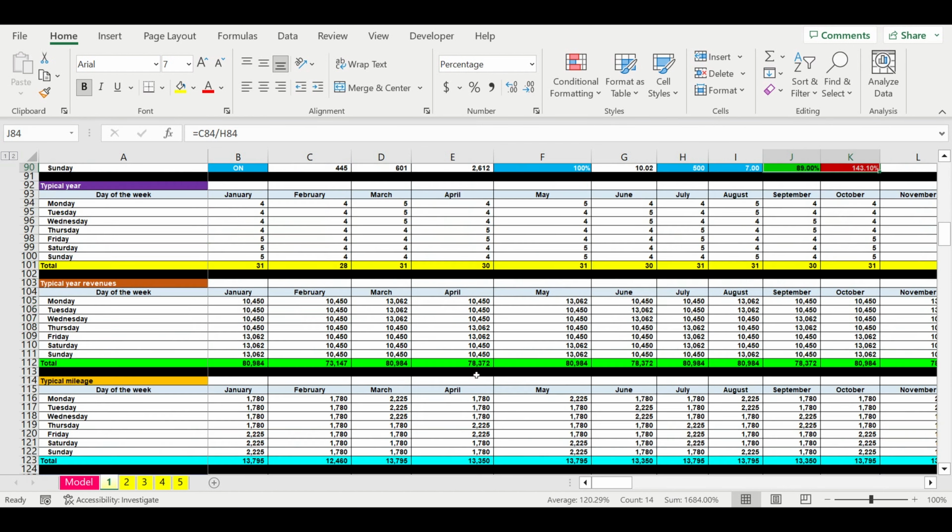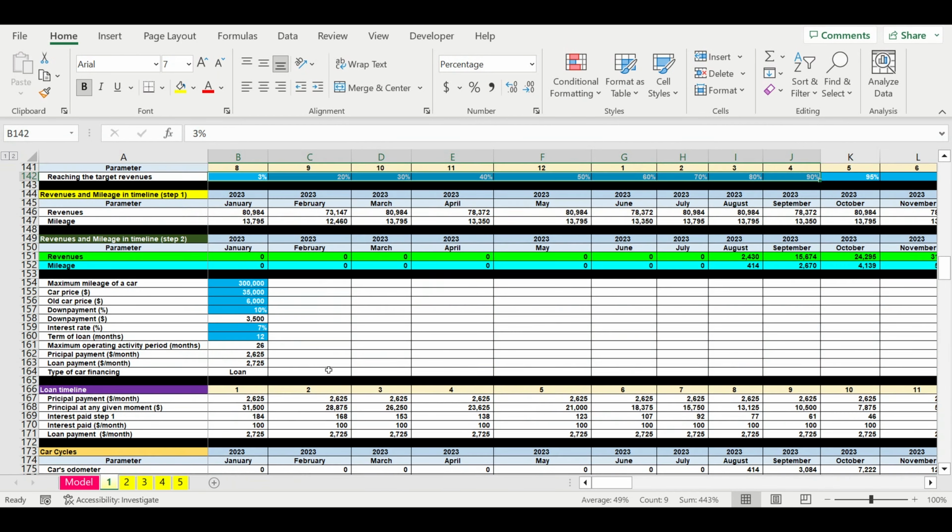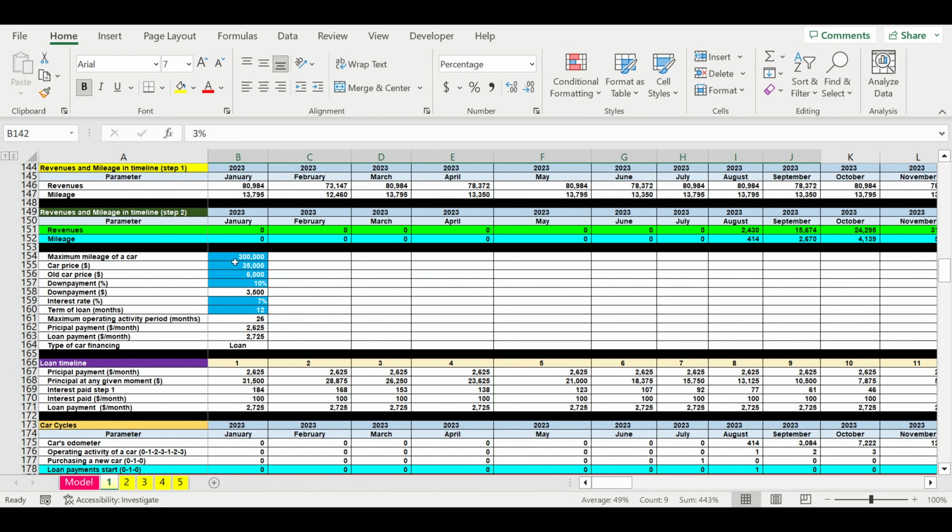Then we start describing our car. What will be the mileage when we sell this car? What is the price of a new car? What is the price of an old car when we are selling it? What is the down payment for the leasing? What is the interest rate? What is the term of the leasing or loan?